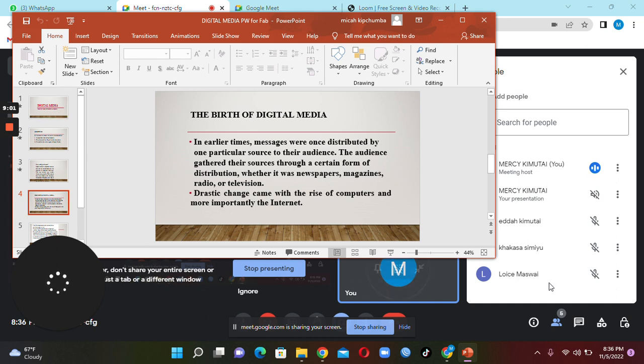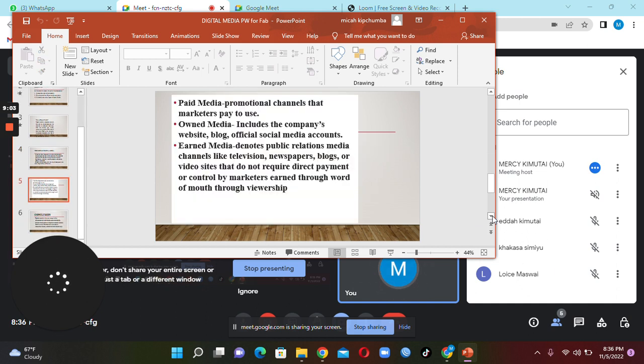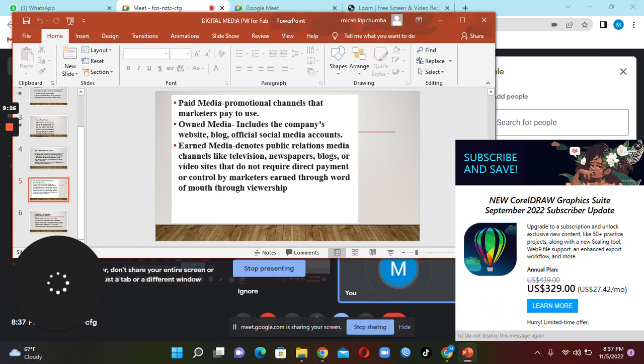Now, the next bit of what we're going to look at is the different forms of digital media. We have three different forms of digital media. One is paid media, which is that media which is from promotional channels, or the media platforms which advertisers pay for their products to be advertised there.